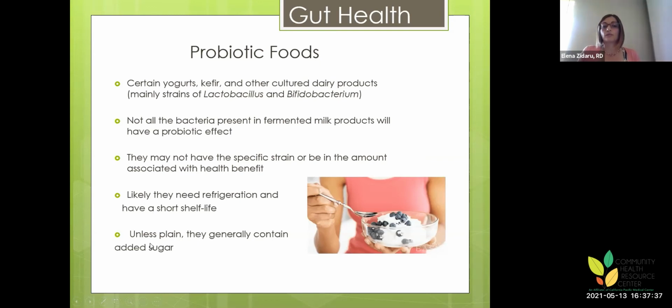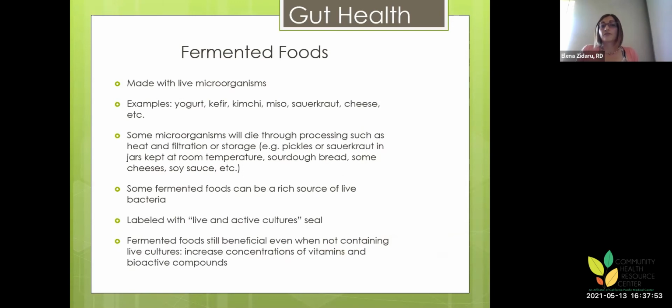So this is kind of the last part, is that unless plain, they generally contain added sugar, and that's kind of a downfall of those yogurts, kefir products that are actually flavored and with a lot of added sugar. With the fermented foods, I wanted to say that a lot of foods are part of that, right? With the probiotics, as I said, just certain foods have that, and certain brands can actually say this is a probiotic food, but fermented foods are a lot.